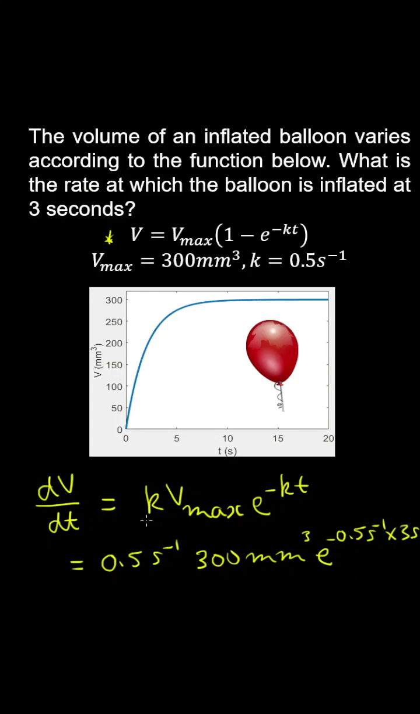And be mindful of the units. So if we calculate this out, we obtain 33.5 millimeters cubed per second, which is consistent with the units on the left.